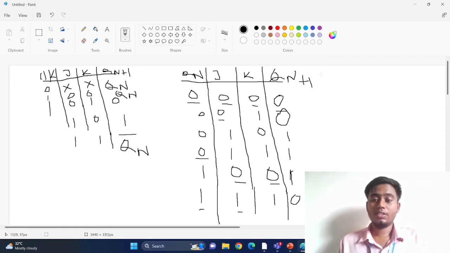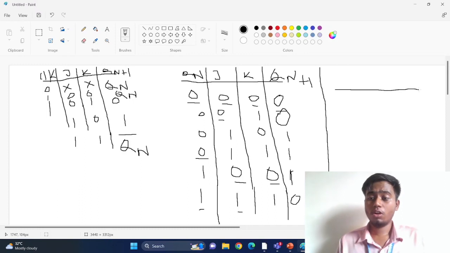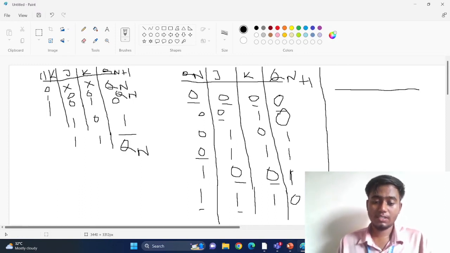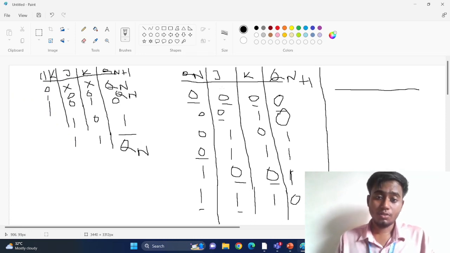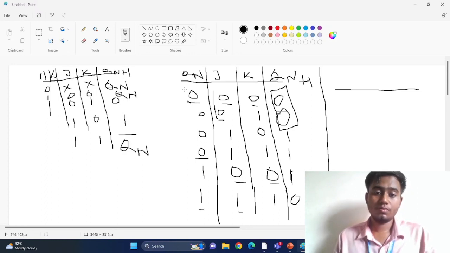Okay, now let's see what the excitation table is. From the previous slide we already know this excitation table. Let's open our slide. From this table we already know when the present state is 0, the next state will be 0 when J is 0 and K is don't care. Why did this happen? Let's see from this characteristic table. So here J is 0 and here is 0, output is 0. Okay, from 0 to 0. So from 0 to 0 we see that this is our 0 0 and Qn plus 1 is 0.